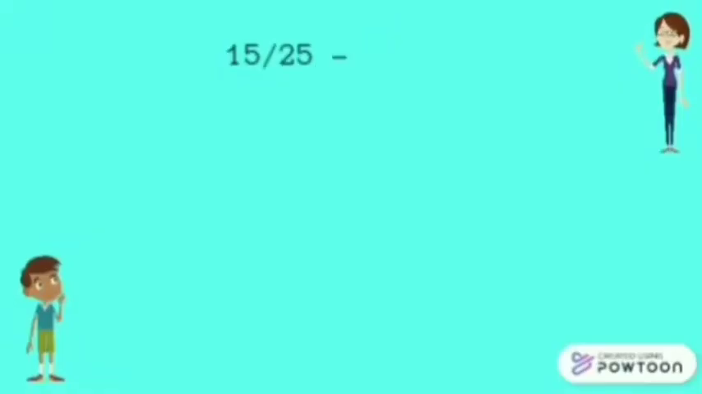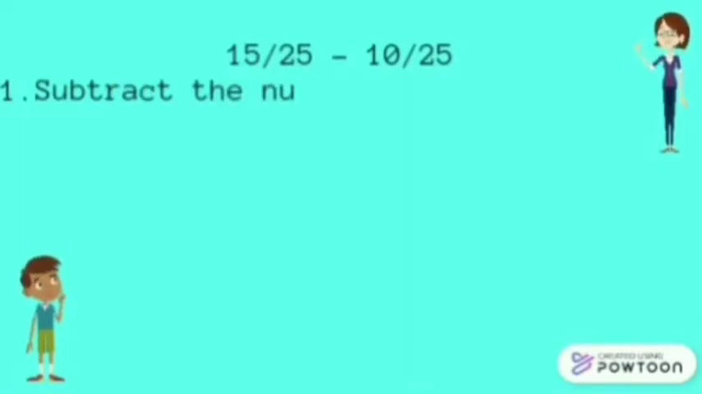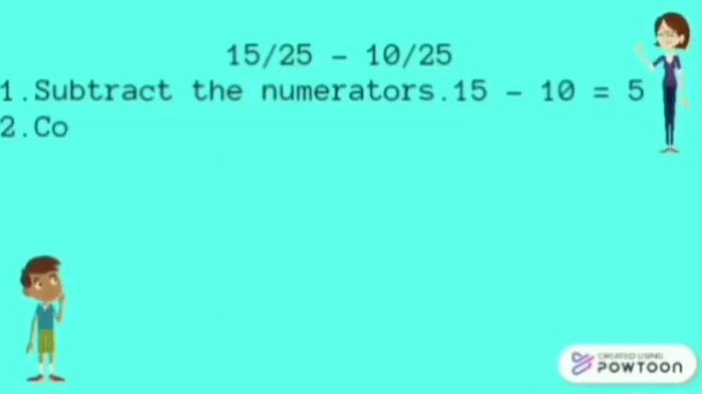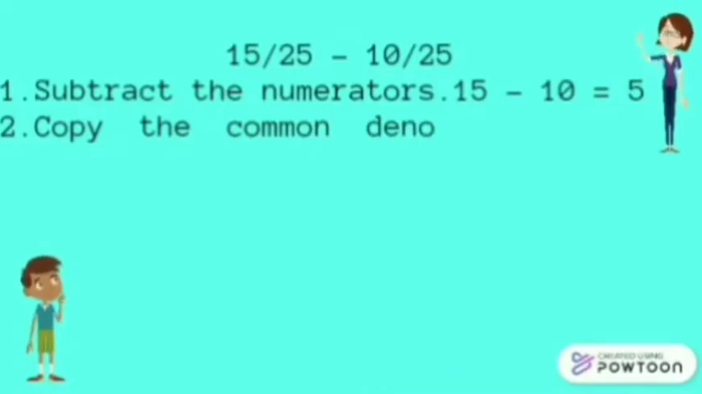For our second example, subtract 10/25 from 15/25. First, subtract the numerators. 15 minus 10 is 5. Next, copy the common denominator. So the common denominator for 15/25 and 10/25 is 25.